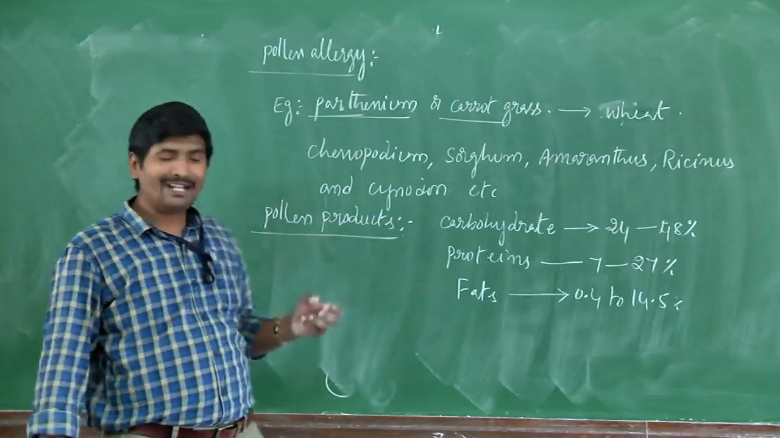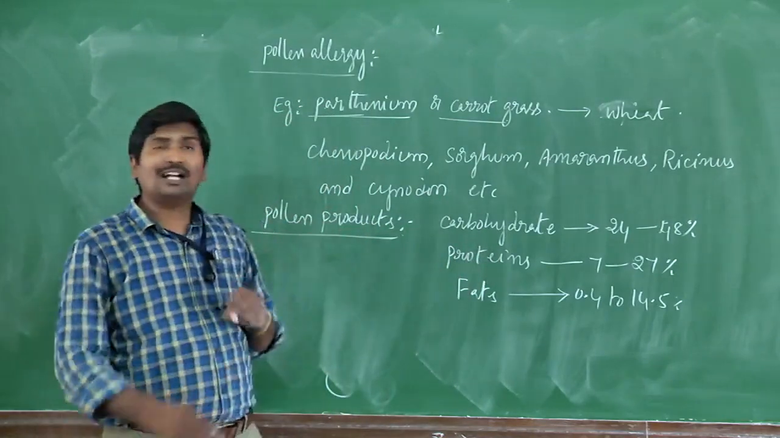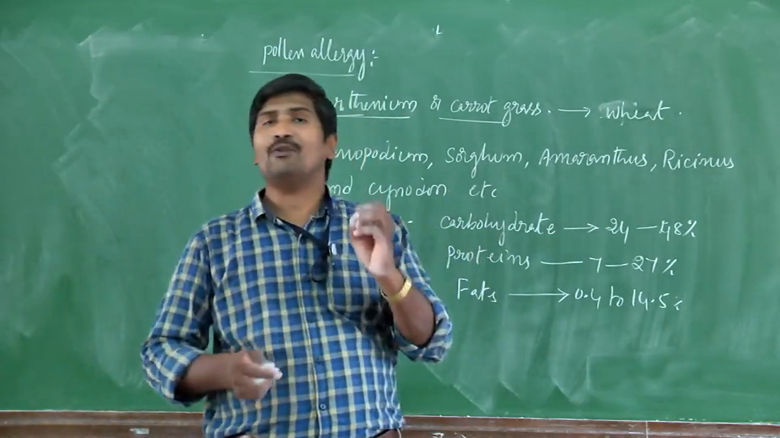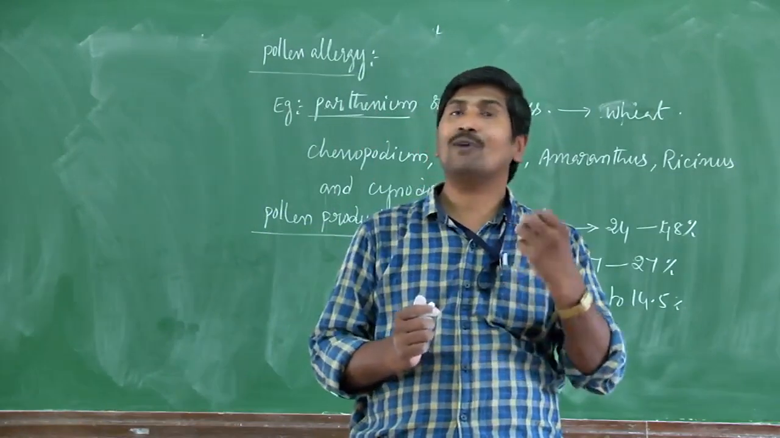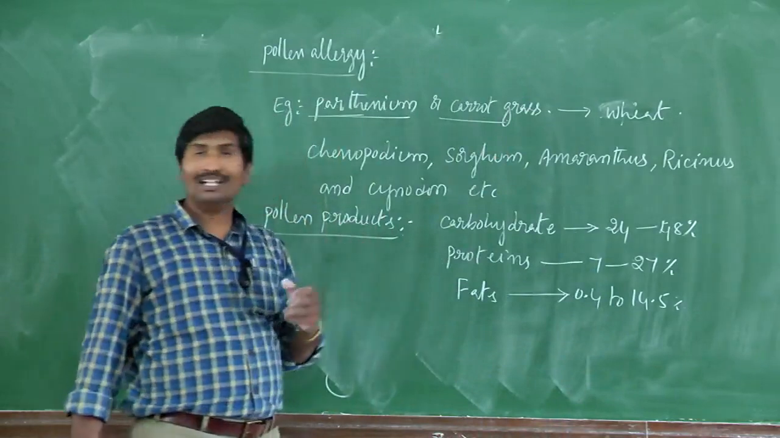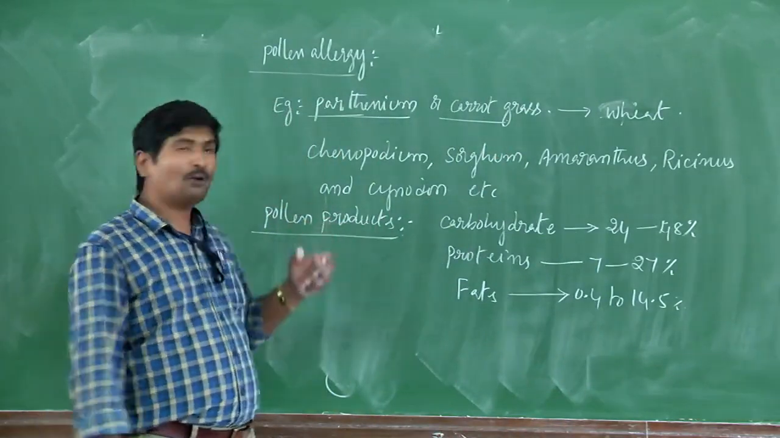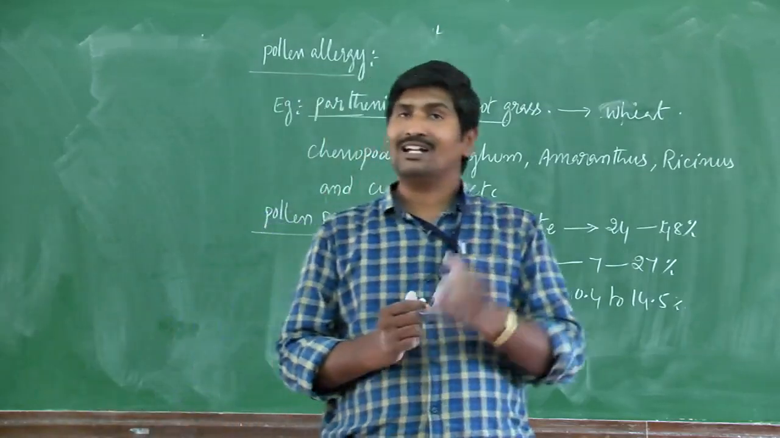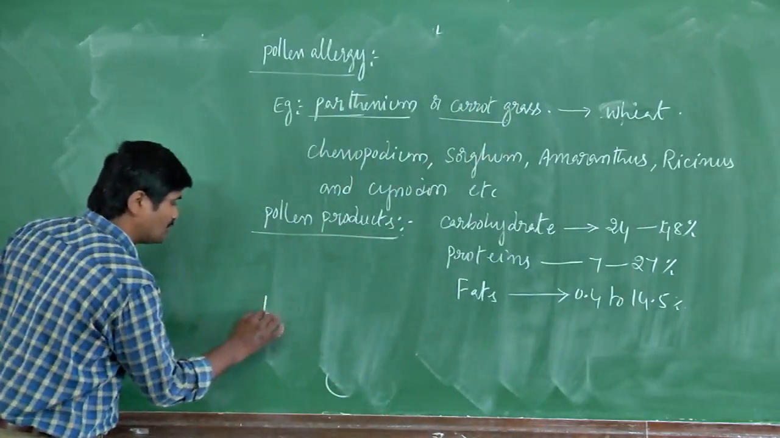That's why the pollen grains are rich in nutrients. In Western countries, these pollen products are used in the form of pollen tablets and syrup to enhance the vital body functions. That is the purpose of the use of these pollen products in Western countries. These are available in the market.